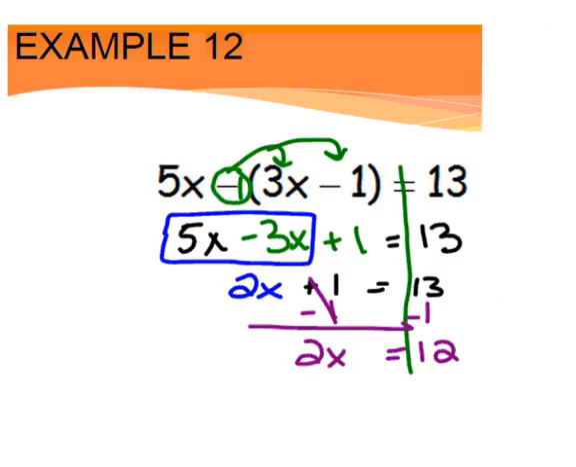Last but not least, we do need to inverse that coefficient. The coefficient here is the 2, and it is multiplying. The opposite of multiplying is going to be to divide. So we're going to divide on both sides. That's what the bar means. We're going to divide by 2 because that's the coefficient. That will make the coefficient cancel out, and we'll be left with x equals 6.